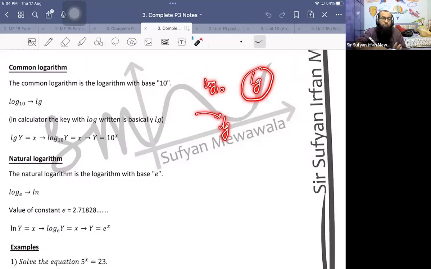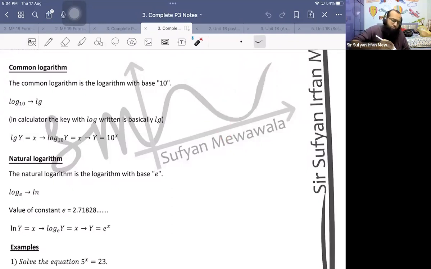अच्छा, one thing that I need to tell you is, in calculator the key with log written is basically LG. अब यहाँ examiner जब सवाल देता है, the examiner uses LG. But if we check out our calculators, remember in the last class I told you to check out your calculators, and in the calculator we have one of the options in which if we press the key, we are told to give the base, to enter the base and the answer both.